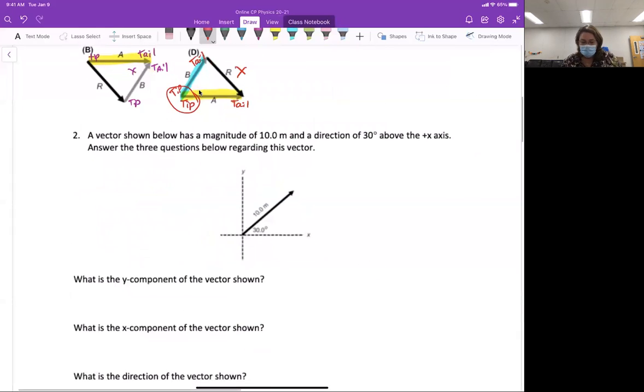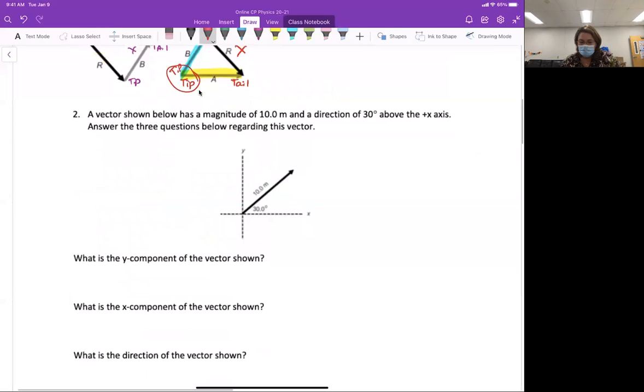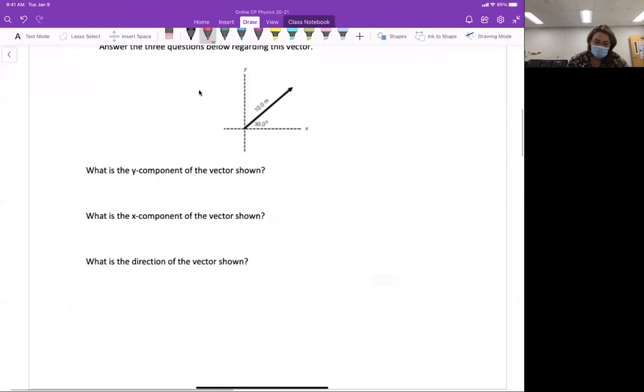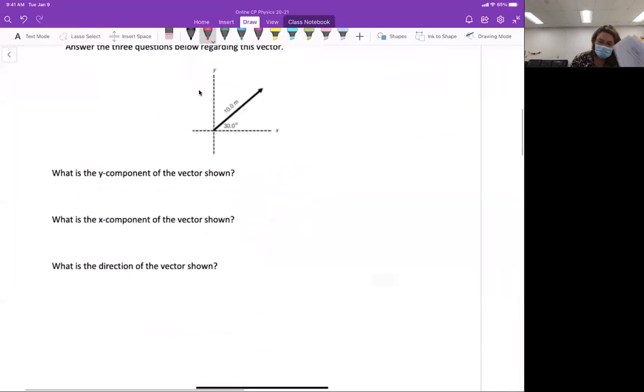Vector shown has a magnitude of 10 meters and the direction of 30 degrees above the positive x-axis. Answer the three questions below regarding this vector. What is the y component of the vector shown? Well, this is the y component. This is the x component. Let's see, y is the opposite of 30 degrees, and I know the hypotenuse. So I know the opposite side, I know the hypotenuse with respect to an angle.